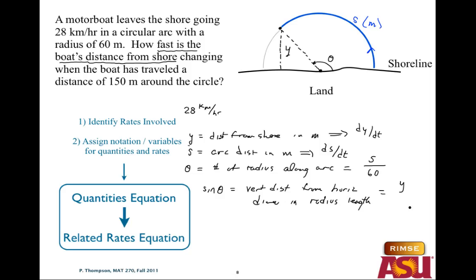Yeah, it's going to be y over 60 again, right? So if I have the number of meters and I want to know how many radius lengths, I'm just going to break that up. I want to take that fraction of one radius, right? So that fraction of one radius will give me how many radius lengths up I am.